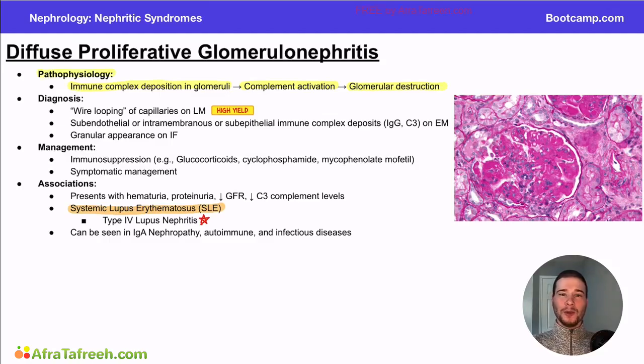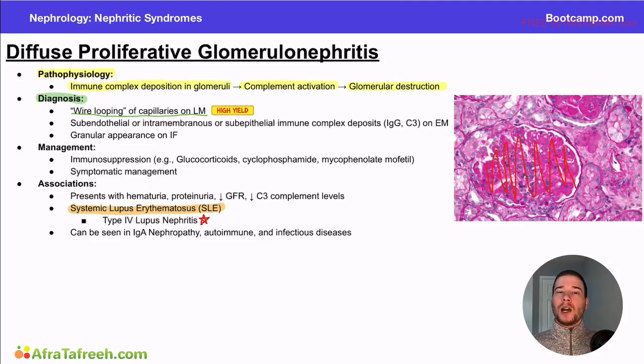When we think about the diagnosis of this condition, we're going to be thinking about some renal biopsies. And one of the classic findings that I put a high yield button by is this wire looping of capillaries on light microscopy. So if you draw your attention over here, I want you to appreciate how there is significant, or in other words, diffuse involvement in this glomeruli. Remember, when we say something has diffuse involvement, we mean it's spread out.